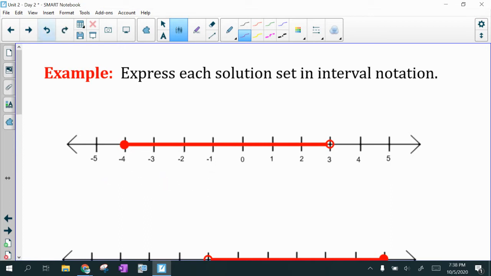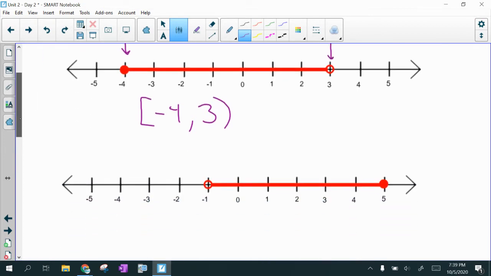And we're now going to say it goes from -4 up to, but not including, 3. I'm using a bracket here because it's a closed dot, and I'm using a parenthesis for this position because it's an open dot. That's not too terribly difficult.